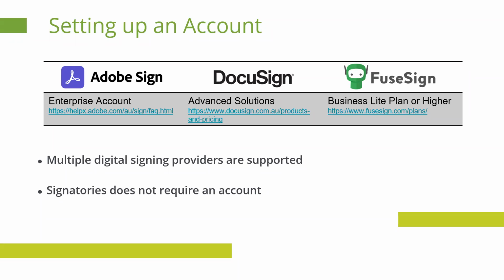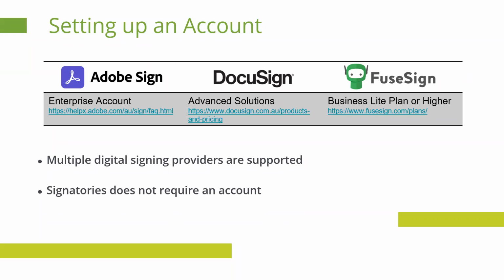Now, just to note as well that multiple digital signing providers are supported. And I'll show you how you can enable or disable any one account once we set up the integration. But first, you'll need to have any of the accounts displayed on this slide, which is the enterprise account under Adobe Sign, the advanced solutions plan with DocuSign, or the business light plan or higher with FuseSign.